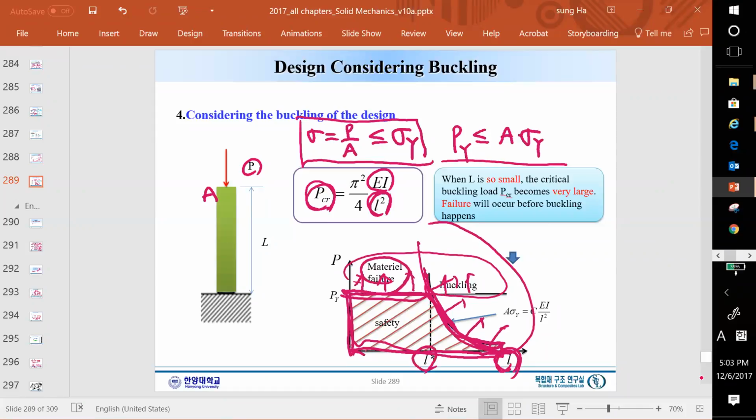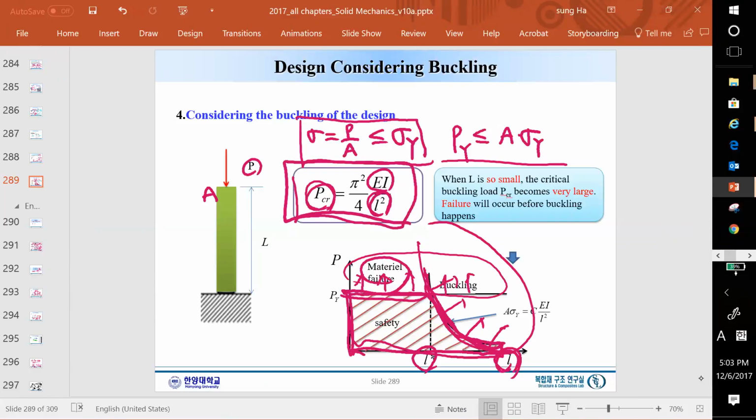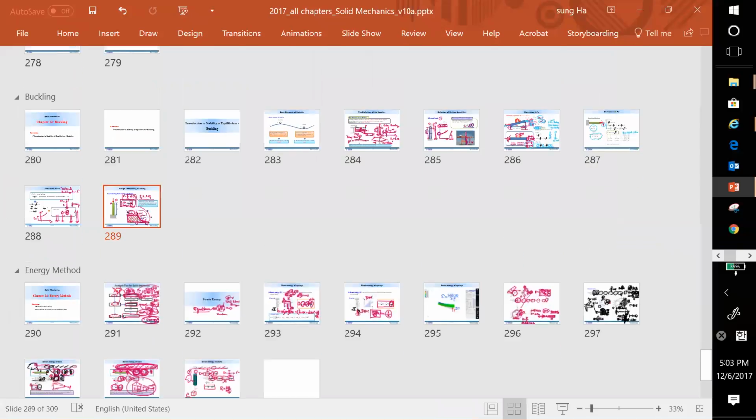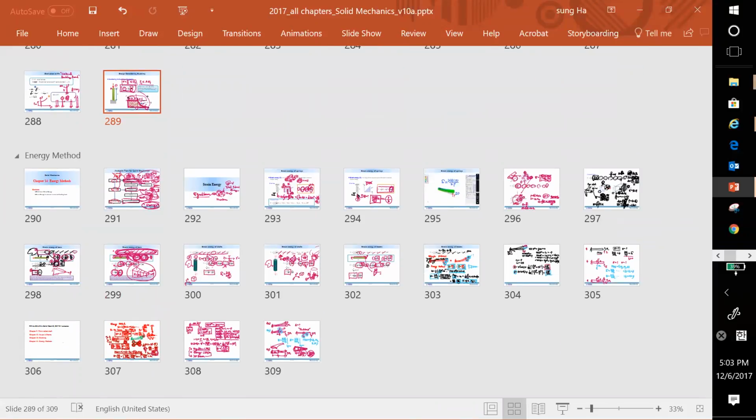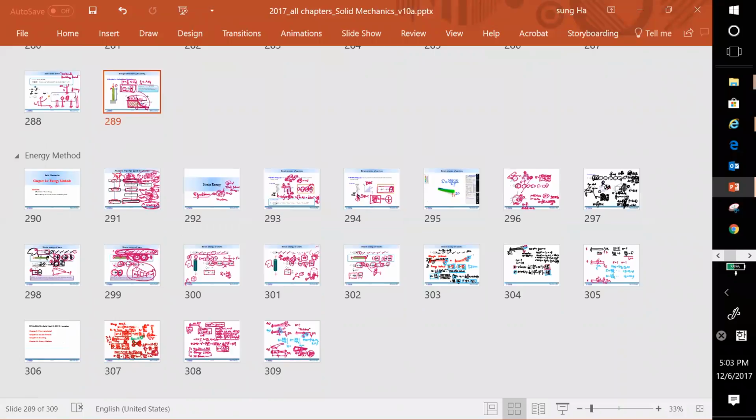Especially if the length gets longer and longer, we have to consider this buckling load. So in most cases, buckling can happen much earlier than material failure. That is a very important fact we need to consider. That is the brief I would like to cover today, and as I said, tomorrow I would like to go through all the subjects, so you need to prepare for the final exam.